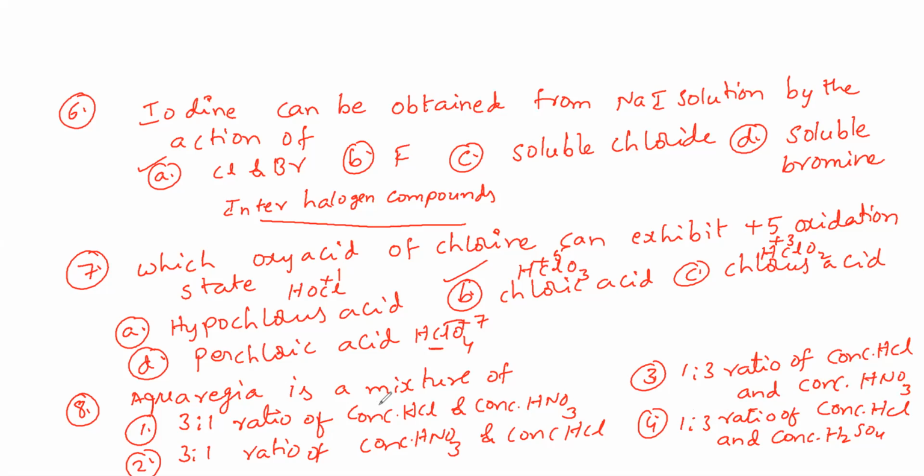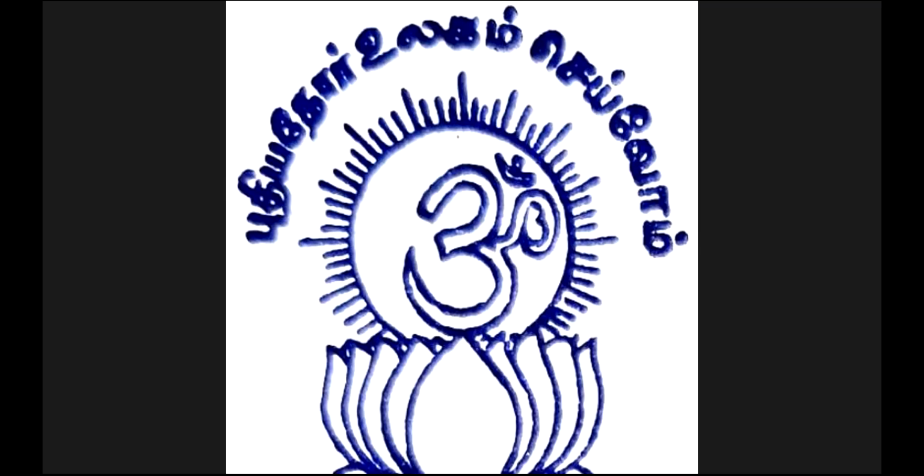Second option is a 3:1 ratio of concentrated nitric acid and concentrated HCl. So it is 3 parts of HCl and 1 part of nitric acid. The answer is the first option. So this is the answer. I hope it is clear.